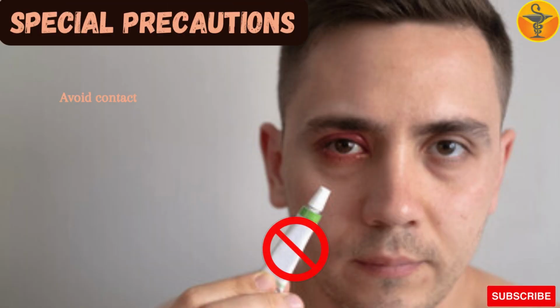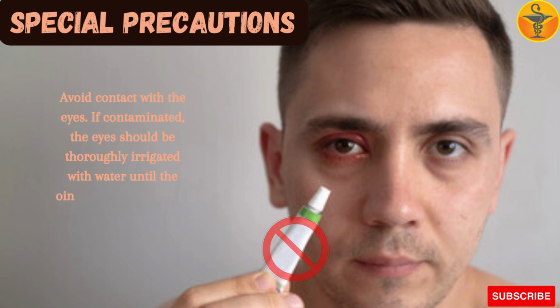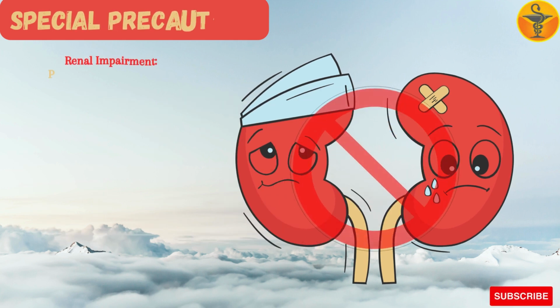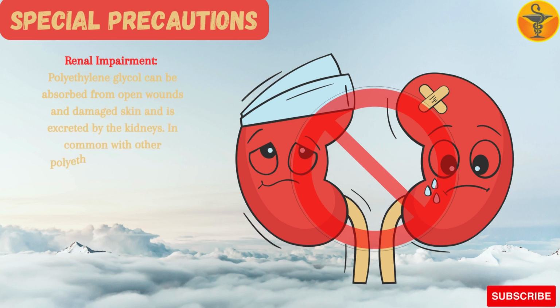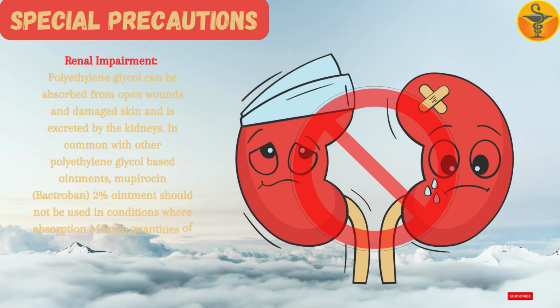Avoid contact with the eyes. If contaminated, the eyes should be thoroughly irrigated with water until the ointment residues have been removed. Renal impairment. Polyethylene glycol can be absorbed from open wounds and damaged skin and is excreted by the kidneys. In common with other polyethylene glycol-based ointments, mupirocin, Bactroban, 2% ointment should not be used in conditions where absorption of large quantities of polyethylene glycol is possible, especially if there is evidence of moderate or severe renal impairment.